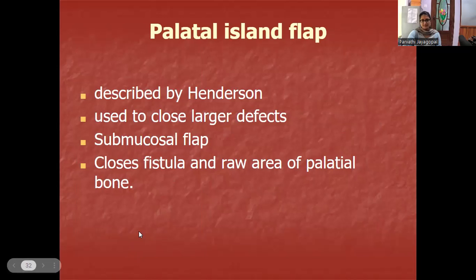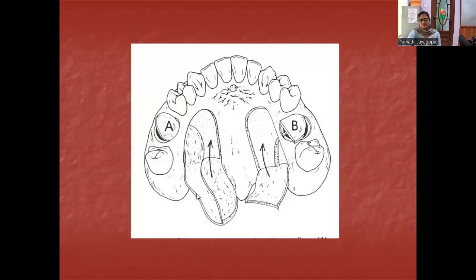Coming to palatal island flap, which is described by Henderson, which is used to close large defects. Here, what is done is that a submucosal flap is taken. So one part of the flap is used to close the fistula, and the other part of the flap is used to close the raw area. So there is no raw area which is left behind for secondary healing. One part of the submucosal flap goes into the defect, and the other part of the flap goes to close the raw area of the lower side.